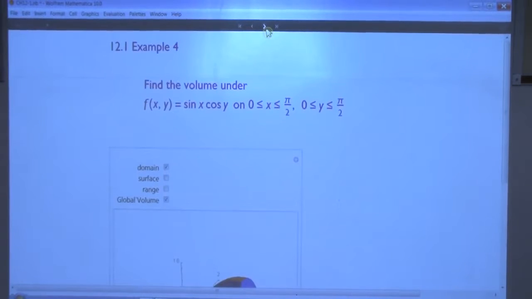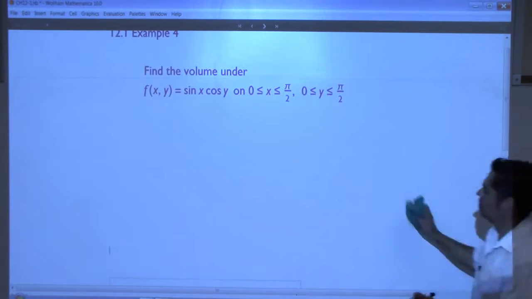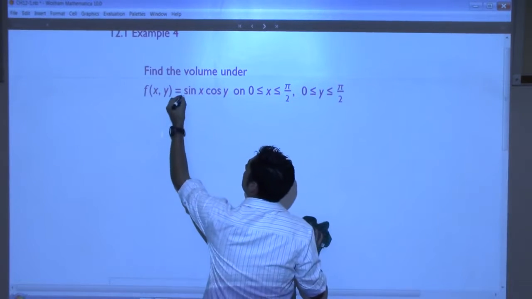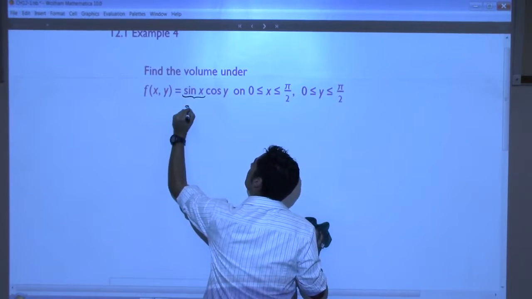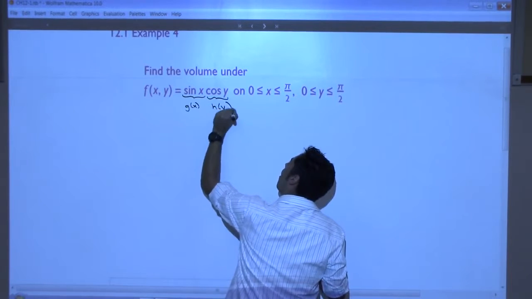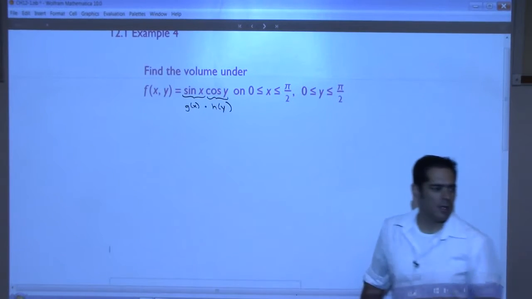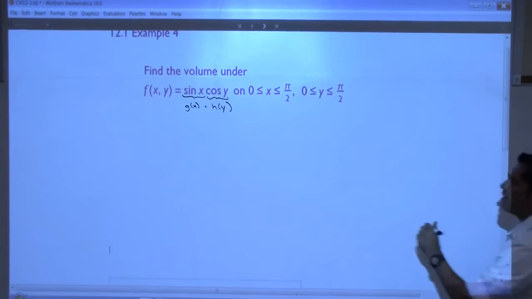Right here, this one. So find the volume under sine x cosine y on the following rectangular region. When you look at this, can you see right here, this is a function of x, and this right here is a function of y, and they're separated by multiplication. They are distinct. They're separated. Yes? Compare that to the one we did earlier.